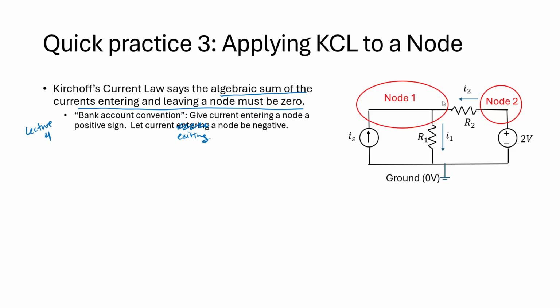So for example, if I have this circuit shown, if I look at node 1, we see we have current IS entering, I have current I1 leaving, and I have current I2 entering node 1. Therefore, my Kirchhoff's current law equation will be plus IS, since IS is entering. I1 is leaving node 1, so minus I1, then plus I2, since I2 is entering, and we get that.